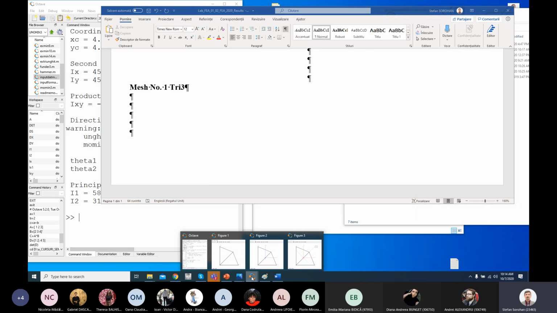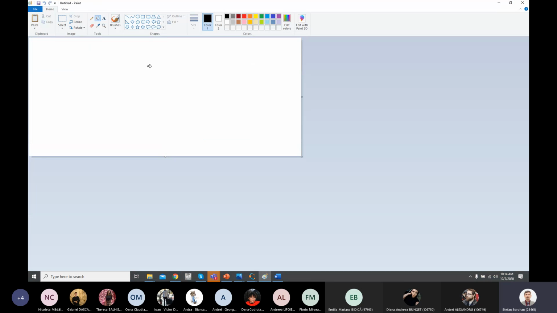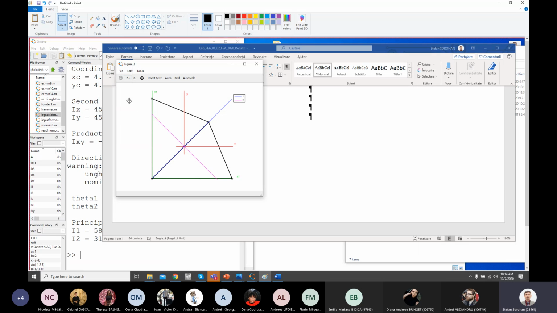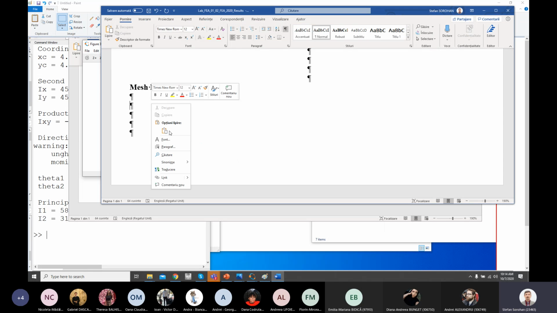And from Octave, you can take, let's say, the last picture, which is better, because here we can also see the mesh and this axis. You can use, let's say, clear or copy. Here is not copy. If not, you can take, let's say, use print screen, and you can take this one, and this is optional. You can put it here.